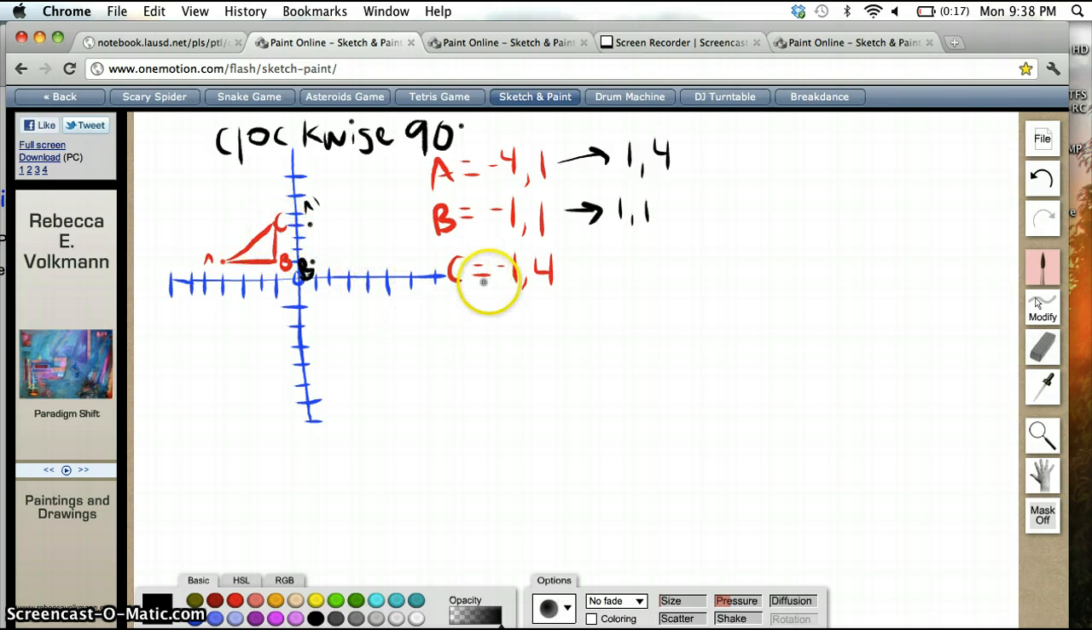And C is -1, 4. So again, you need to switch your X and Y so it becomes 4, 1. So we're going to go over 4, 1, 2, 3, 4, and up 1. And that is our new C point. And all we're going to do now is connect our dots, and we just rotated our figure here clockwise 90 degrees. Now notice that I didn't add any negatives because the way that we rotated, it just so happened that all of our new points were all positive. But if all of our new points were negative, we would need to then add in our negative points.